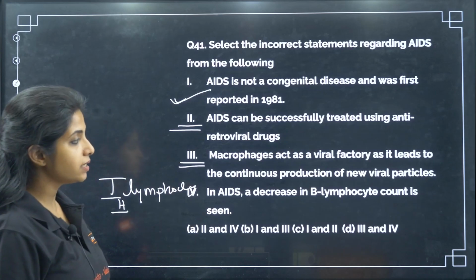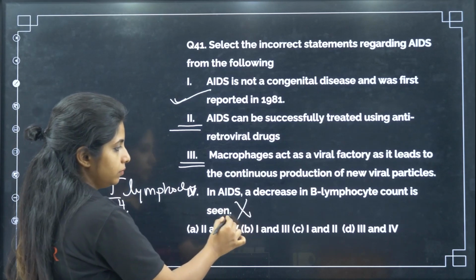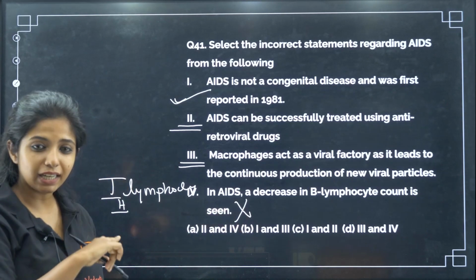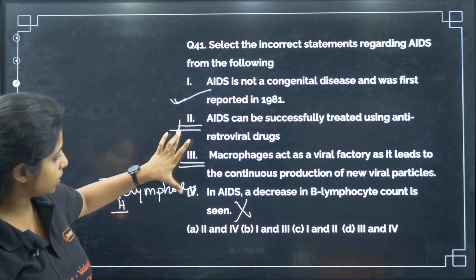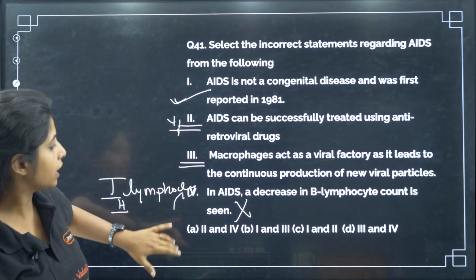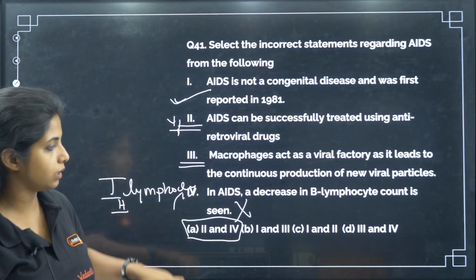Now, in AIDS, a decrease in B lymphocyte count is seen. Wrong. It's T lymphocytes, TH lymphocytes specifically. So can I say the second and fourth statements are wrong? What do you have to find out? The incorrect statement. So the second and fourth are wrong. So I'll say A is correct.